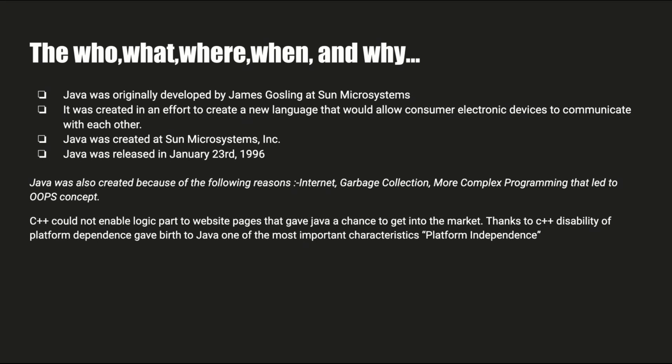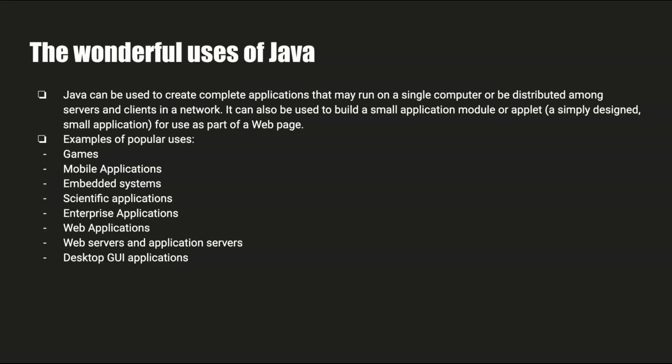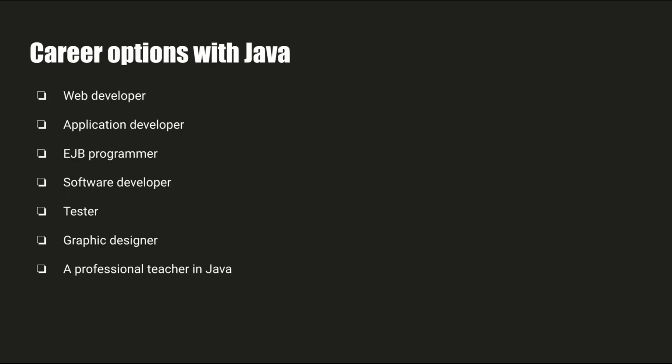Java can be used to create complete applications that may run on a single computer or be distributed among servers or clients in a network. It can also be used to build a small application module or applet for use as part of a web page. Examples of popular uses: games, mobile applications, embedded systems, scientific applications, enterprise applications, web servers and application servers, desktop GUI applications. Career options with Java would be web developer, application developer, EJB programmer, software developer, tester, graphic designer, and a professional teacher in Java or professor.